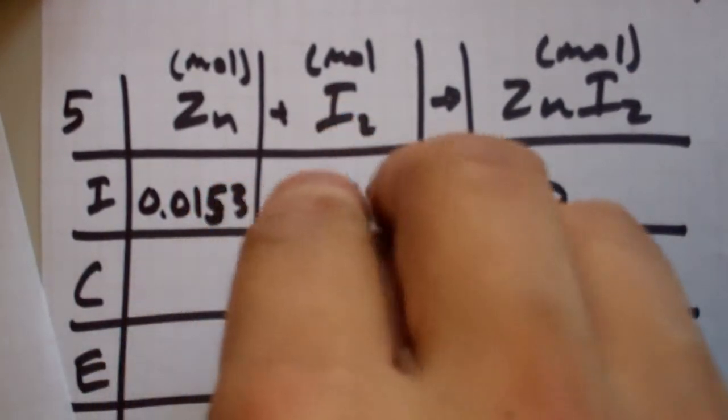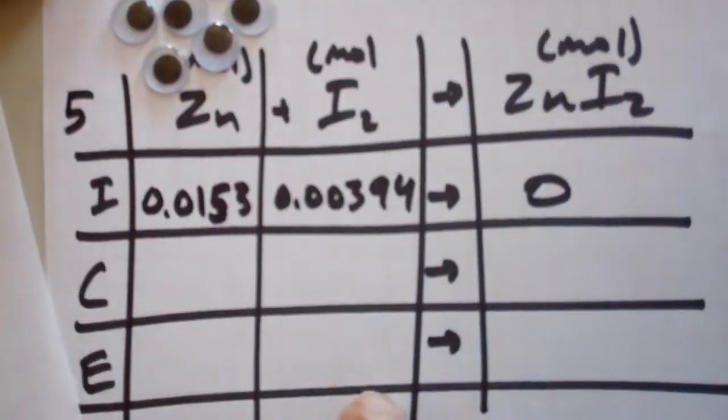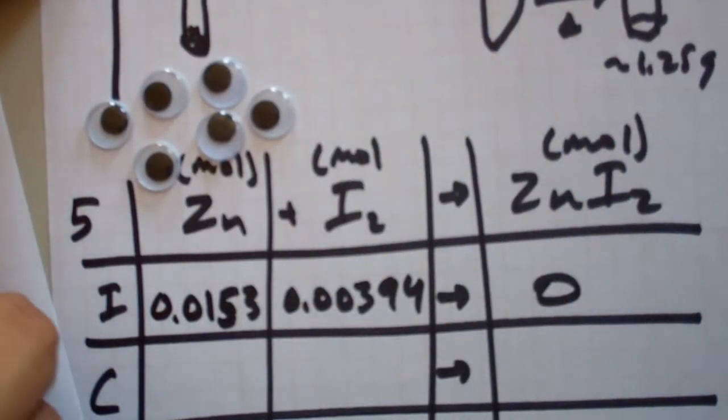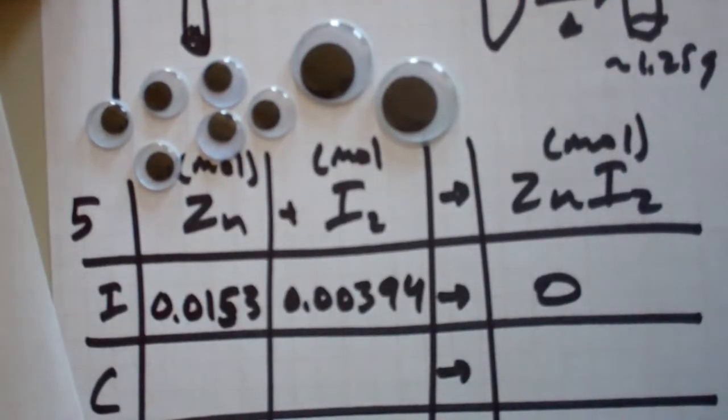For 1 gram, zinc is a lot lighter than iodine. So for the same amount, you're going to end up with a lot of zinc atoms. The same mass, you're going to have a lot of zinc. But for the same mass, iodine is much more massive. Its molar mass is like 230 something. We only end up with fewer googly eyes.